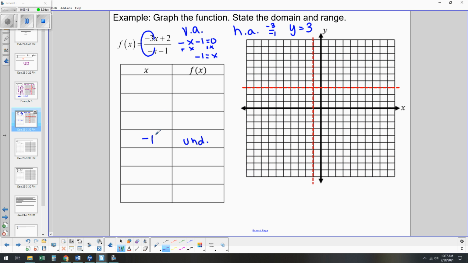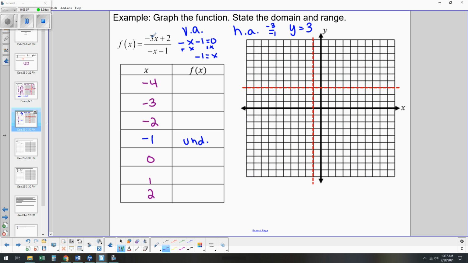All right, if I pick three numbers before negative 1, that's negative 2, negative 3, and negative 4. If I pick numbers after negative 1, that's 0, 1, and 2. So let's start to plug it in. Let's get rid of this so I don't have it in the way.